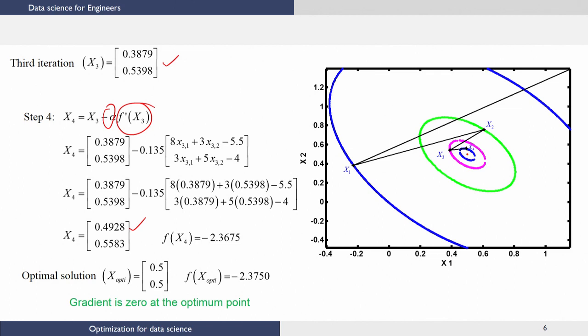So, if you do this for a few more iterations, you will get to the optimum point, which is this solution 0.5, 0.5, and the function value at this optimum point turns out to be this. Now, there are a couple of things that I would address here. When you write an algorithm like this, or when an algorithm like this works, you have to tell the machine to stop doing this algorithm at some point, which in optimization terminology is called the convergence criteria.